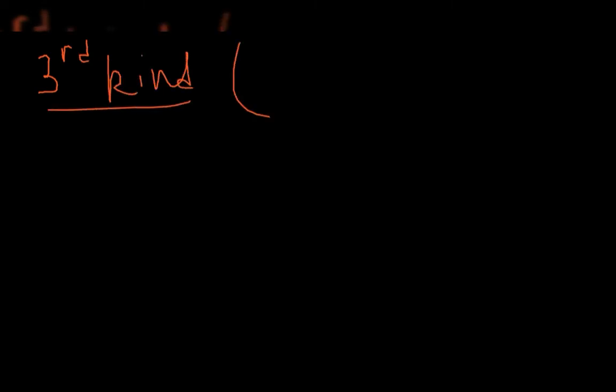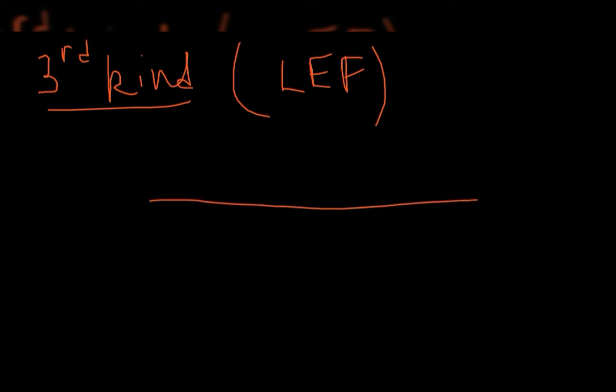Now let's go to the third kind. Third kind is known as LEF, left, like left without a T. So you can always say how this will look. The effort will be once again in the middle, the load will be here, and the fulcrum on one side. For example, let's say when you're lifting something. Let's say this is your arm.